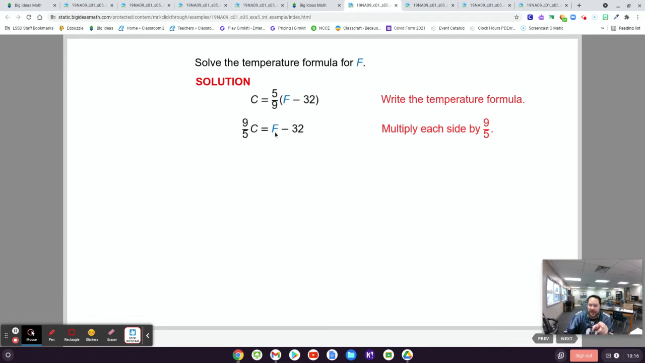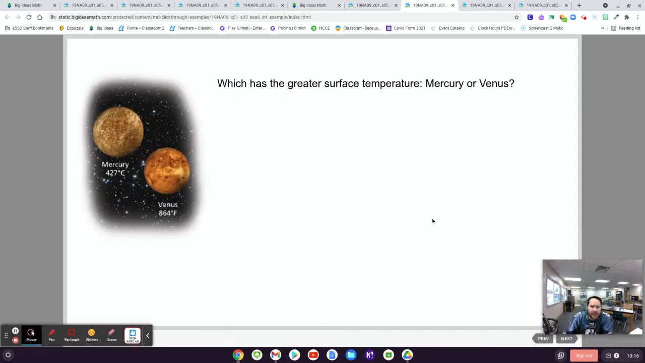All right, so to get F by itself, what do we do now? Yeah, you want to add 32 to each side. And then the 32 is going to go away, and you'll just be left with F equals 9/5 C plus 32. That is our simplified equation for Fahrenheit. Okay, so I think we're going to use that now.